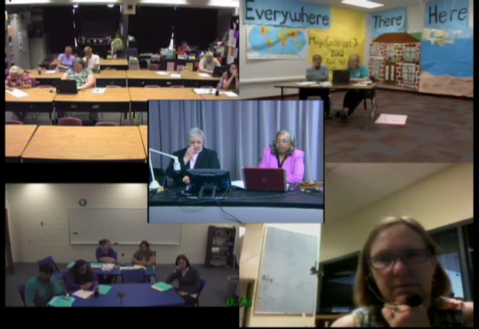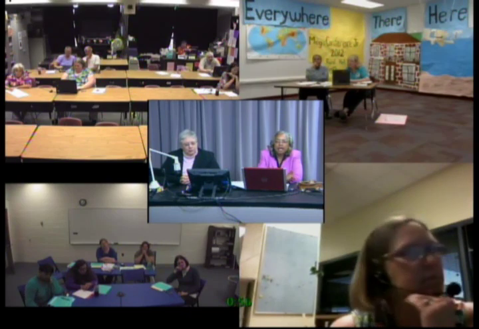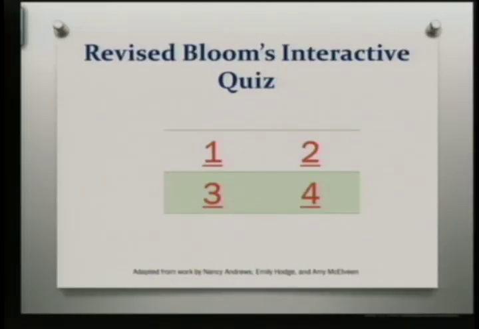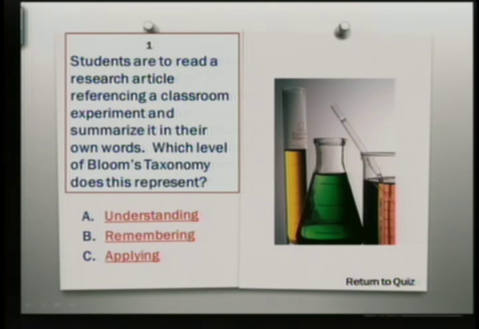So to break it down a little bit further, we've created four quiz questions, and we're going to use these questions to explain revised Bloom's. So let's say you were to click on question one. And here's question one. Students are to read a research article referencing a classroom experiment and summarize it in their own words. Which level of the Bloom's taxonomy does this represent? Is it A, understanding? B, remembering? Or C, applying? A, thumbs up. A. Okay.